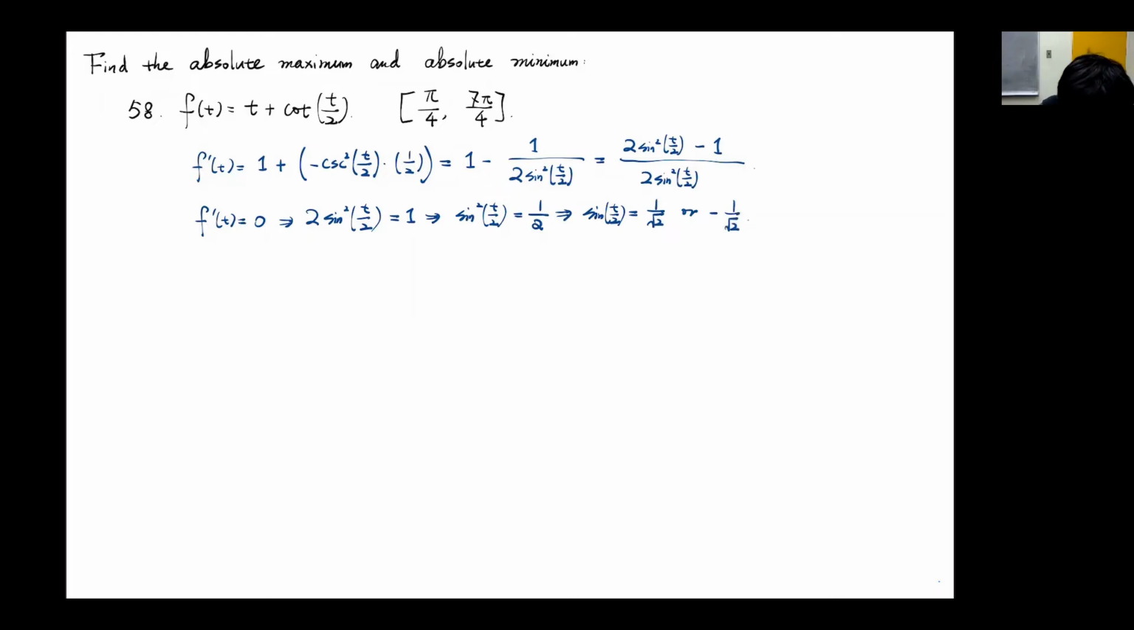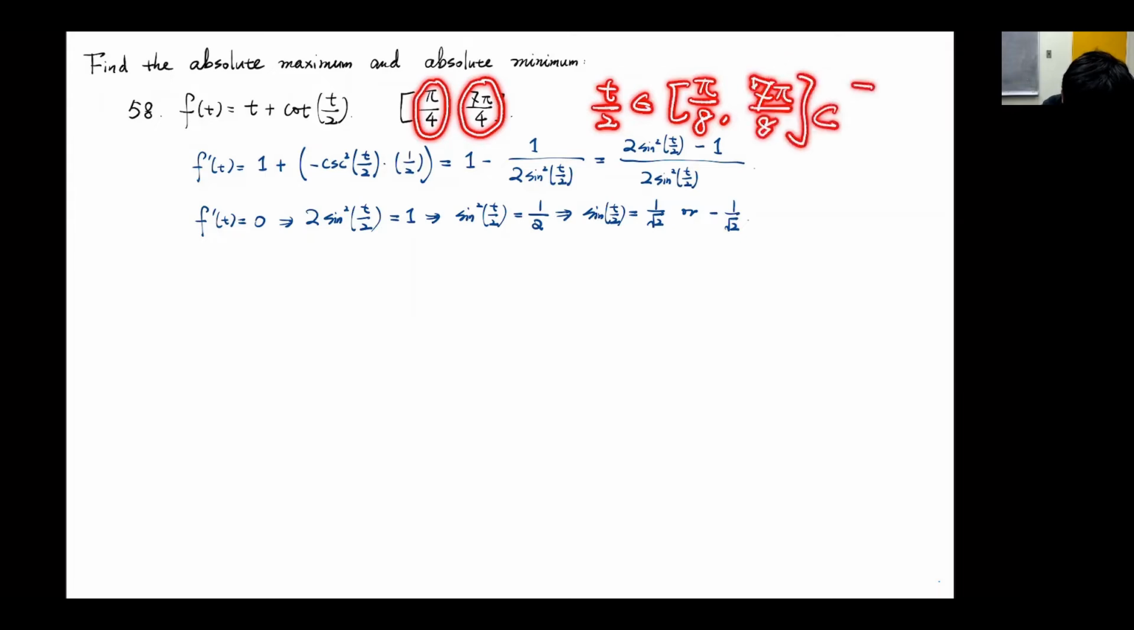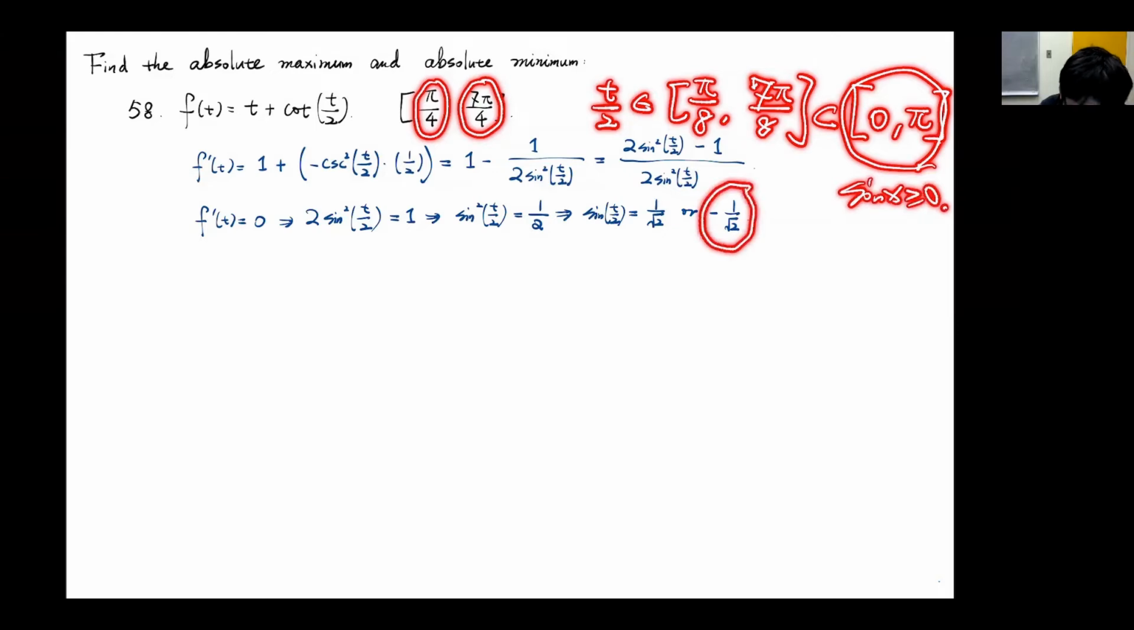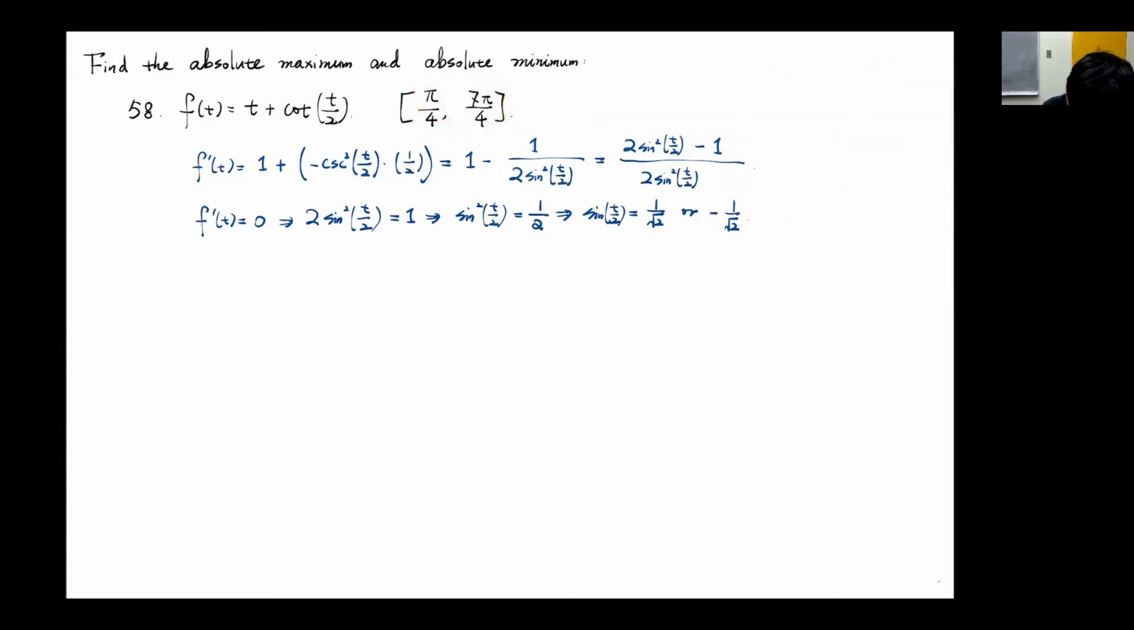Now let's see what happens over here. First, we know that t is ranging in pi over 4 to 7 pi over 4. So this way we will know that t over 2 will range between pi over 8 and 7 pi over 8. But notice that this is actually going to be contained in 0 to pi, and within 0 to pi, sine of x is greater or equal to 0. So this is why we do not need to worry about the situation when sine t over 2 equals minus 1 over root 2. This is not possible in the domain.